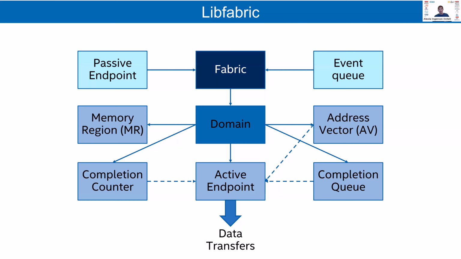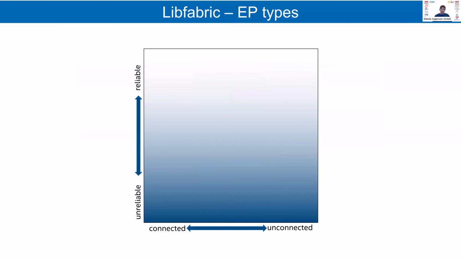Then under the fabric, there's also the domain, and that defines the boundary for all your fabric resources. So that can include memory regions that are registered for data transfers, address vectors, which are used for reliable and unreliable datagram protocols for address mapping, and then also completion structures such as queues and counters. And then the active endpoint is also allocated under the domain, and this is going to be your gateway to communication. So all your data transfers are going to be initiated on the endpoint itself, and that endpoint may be connected or unconnected.